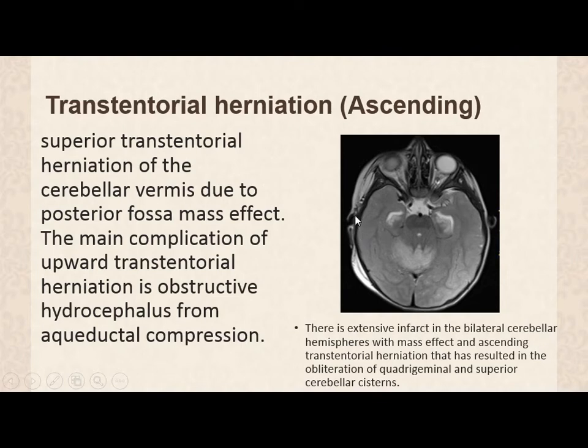There is something called ascending transtentorial herniation. When the pathology is in the posterior fossa, the disease is below the tentorium. So instead of herniating downward, it will herniate upward. Okay, and this will cause compression of the fourth ventricle and the aqueduct of Sylvius, and it will cause hydrocephalus.